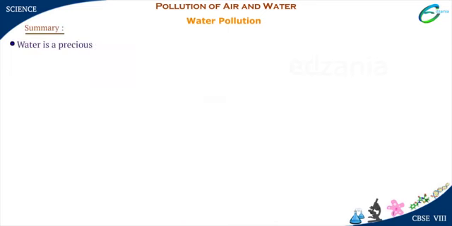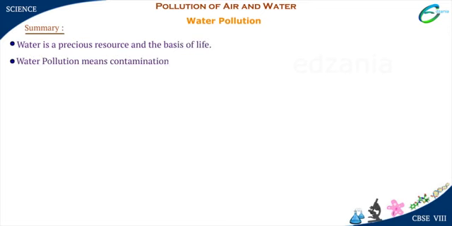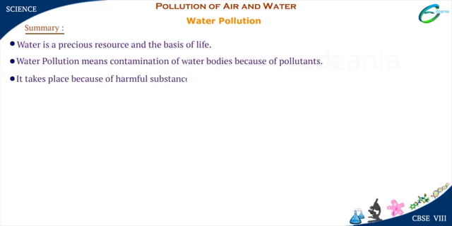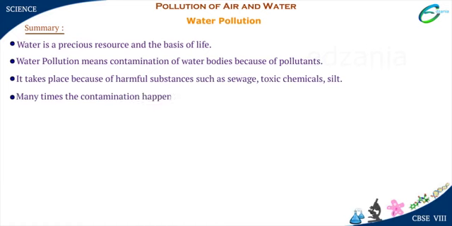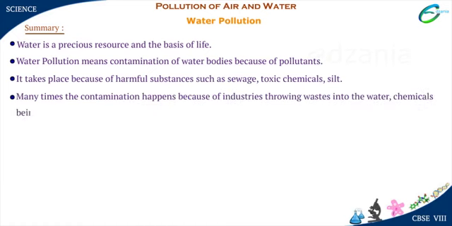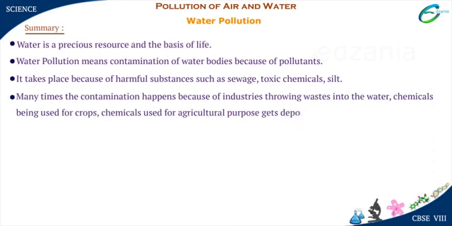Summary. Water is a precious resource and the basis of life. Water pollution means contamination of water bodies because of pollutants. It takes place because of harmful substances such as sewage, toxic chemicals, silt. Many times the contamination happens because of industries throwing wastes into the water, chemicals used for agricultural purposes getting deposited into ponds, and throwing of untreated sewage into water.